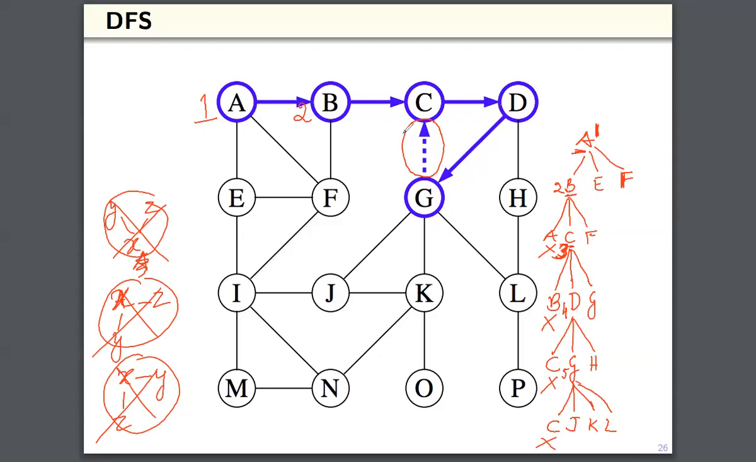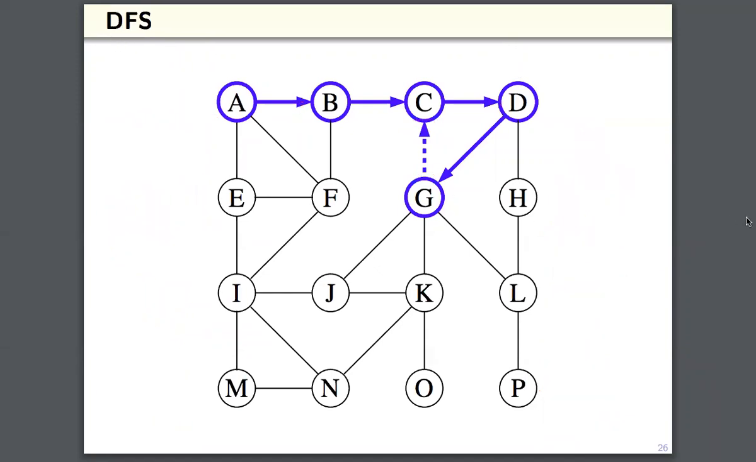You also have D, but D is also visited. All these are neighbors, but some of these vertices are already visited. So you cannot go to C, you cannot go to D, you have to go to J. That's your next vertex to be visited. J is 6. Now I will stop writing. You got the idea of the tree, right?